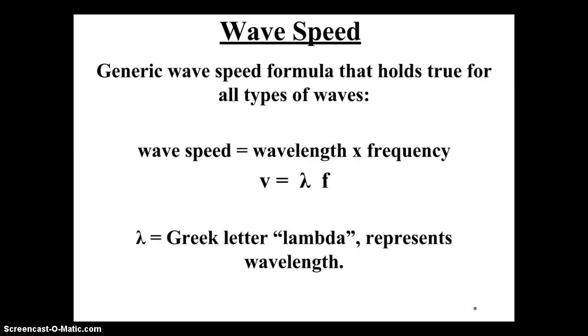Wave speed. This is our third equation. Wave speed is equal to the wavelength times frequency. The equation is right here. Velocity, v, wave speed, is equal to this Greek symbol lambda, which represents wavelength, times f, or frequency. From this, you can figure out that the wavelength is equal to wave speed divided by frequency, or frequency is equal to wave speed divided by wavelength.